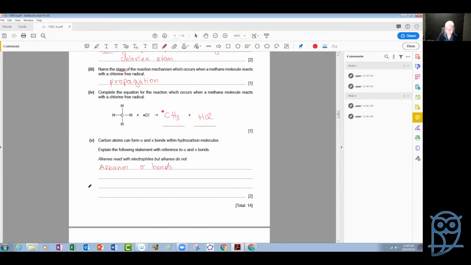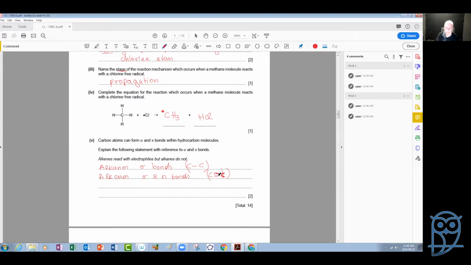Alkanes have sigma bonds, which are single bonds. The alkenes, on the other hand, have both sigma and pi bonds, because the characteristic is a double bond of carbon. One of these bonds is a pi bond and the other is the sigma. The pi bond is responsible for the double bond that we see in the alkenes.